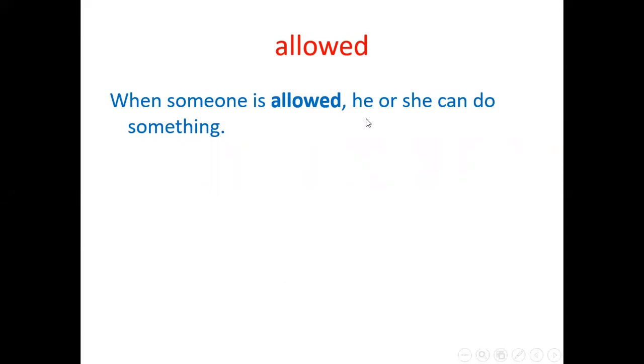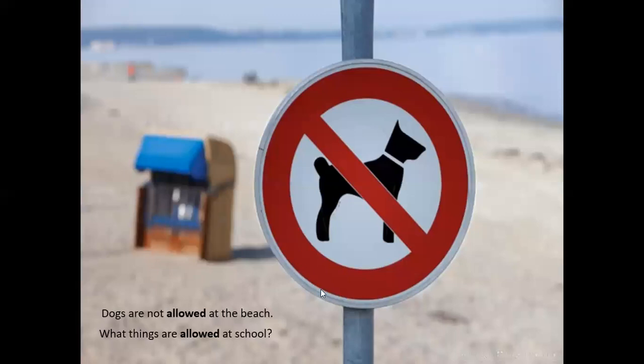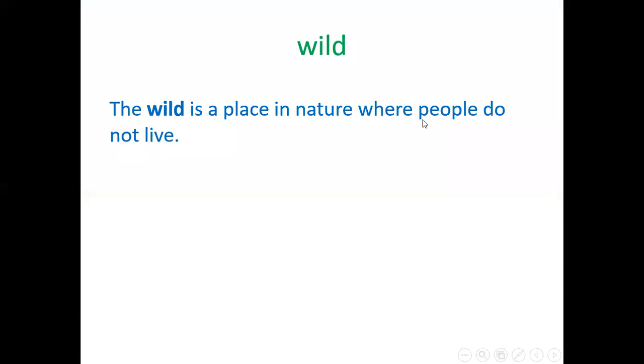Like here, dogs are not allowed at the beach. That means you cannot bring your dog to the beach because dogs are not allowed here. So what things are allowed at school? Teaching, talking, playing. But for example, it's not allowed to run in the playground. So this is the meaning of allowed.